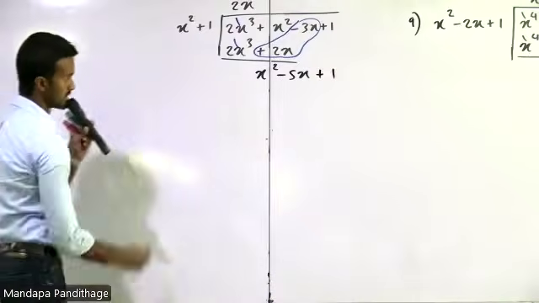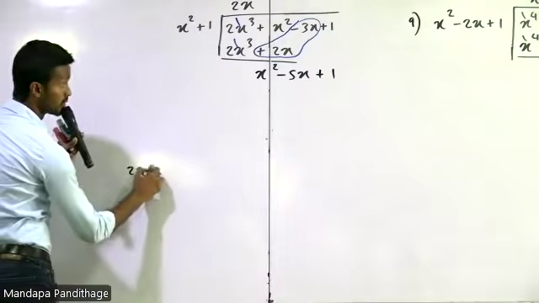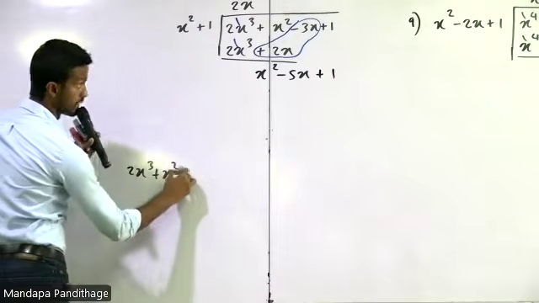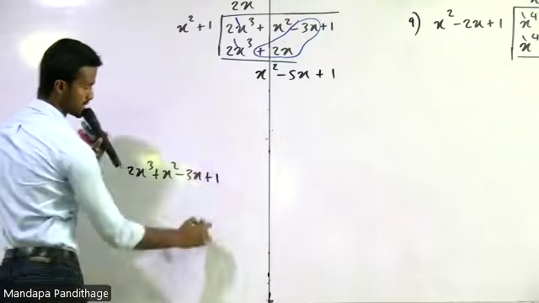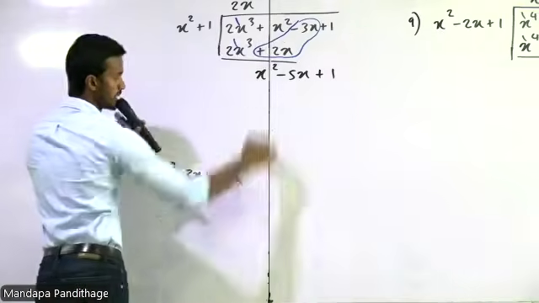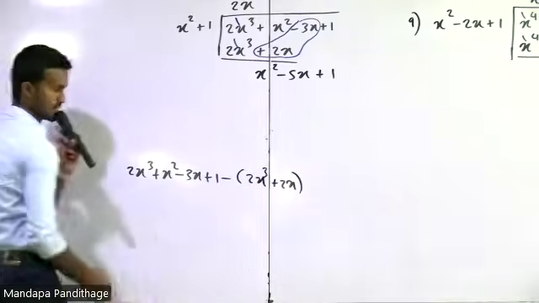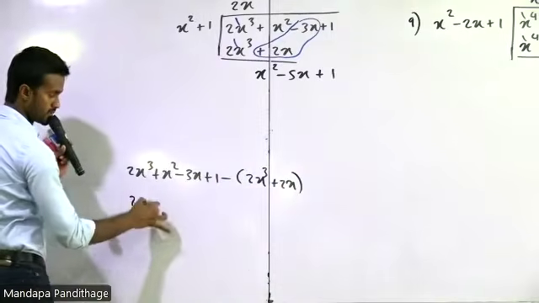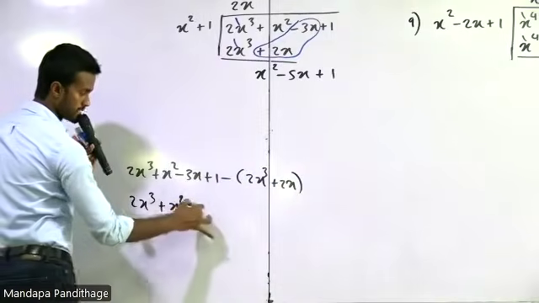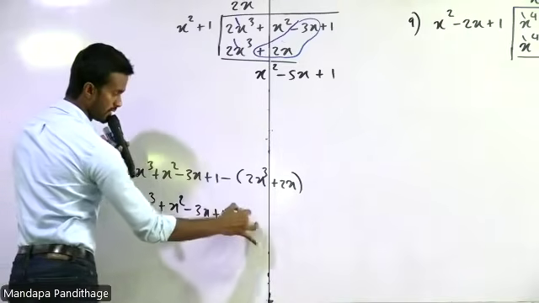Okay, what happens here is this. Look, you have to subtract 2x cubed plus x squared minus 3x plus 1, minus this 2x cubed plus 2x. So when you simplify this, you can see there's no one to get simplified with.